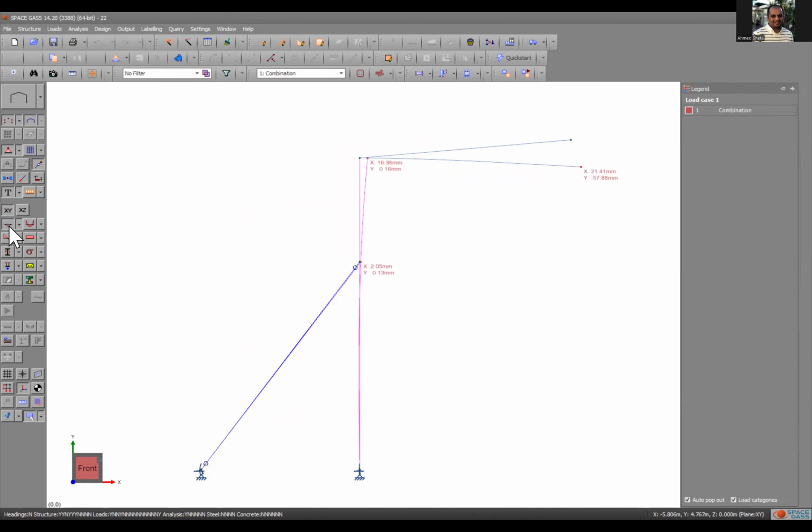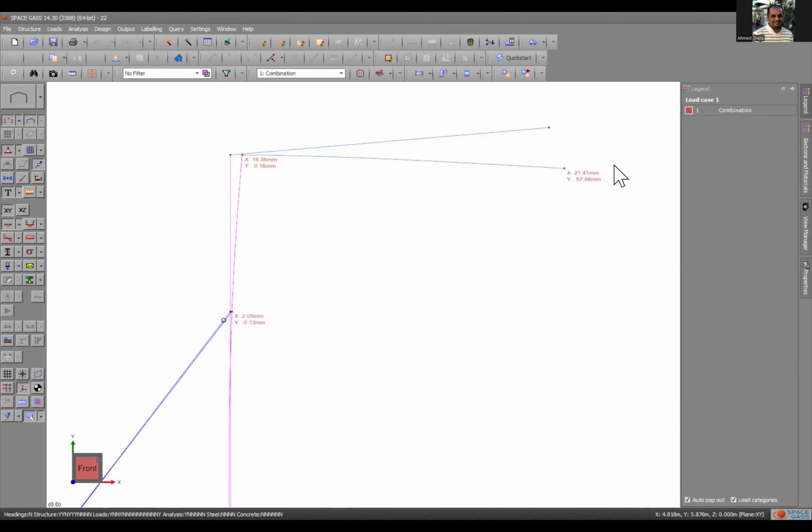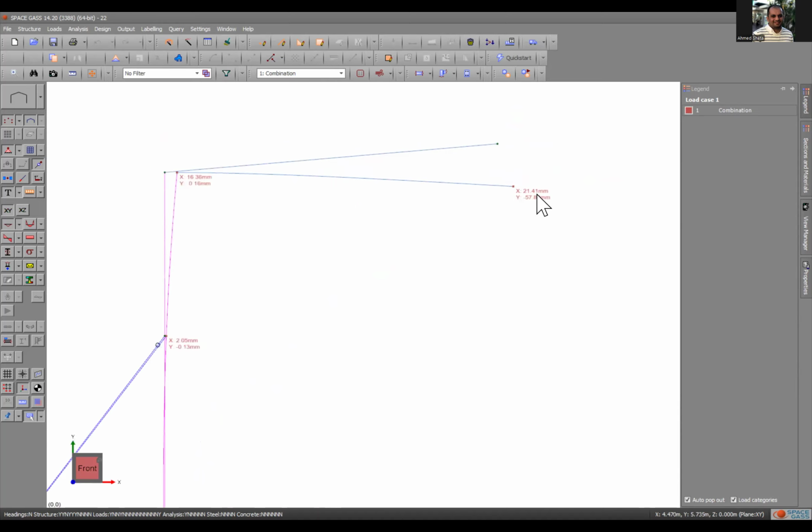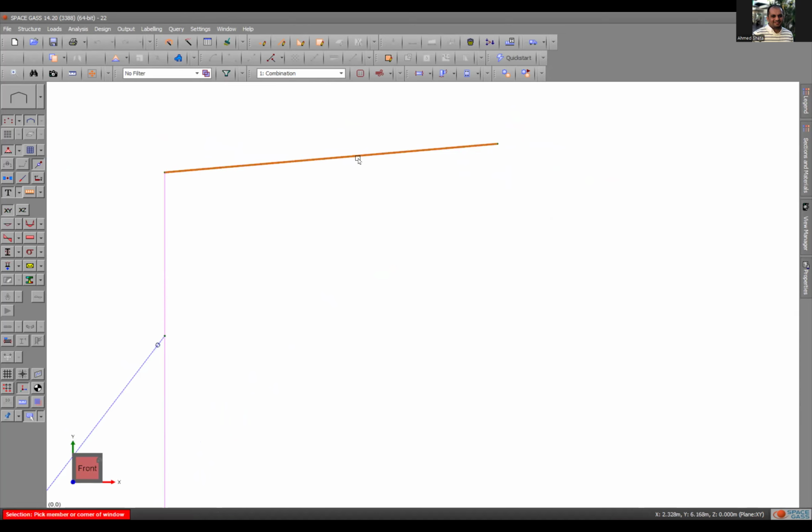If you want to show the deformed shape, you will need to create a different load combination for the serviceability. So you need to have a load combination for ultimate and a load combination for serviceability. For example, if it is the load combination for serviceability, what is the maximum deflection for the beam? 57.88 millimeters.